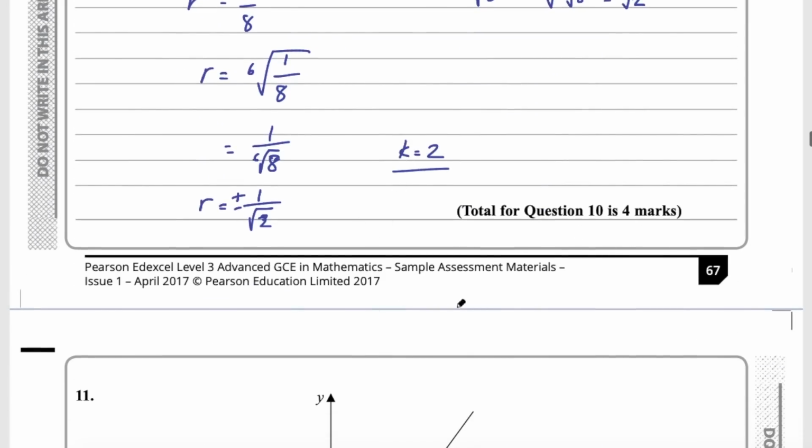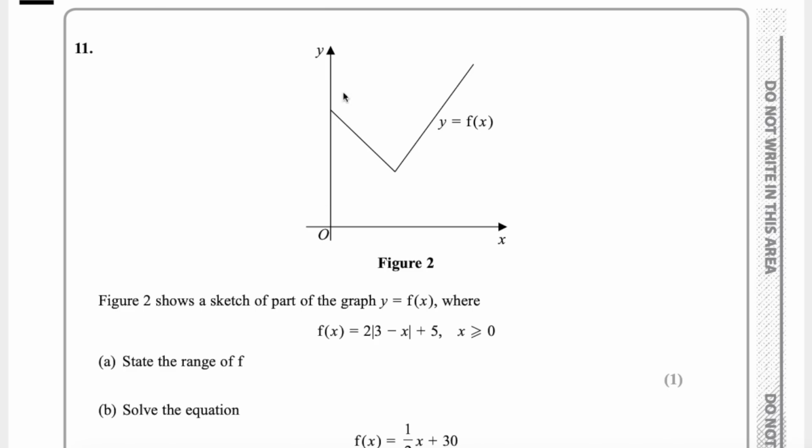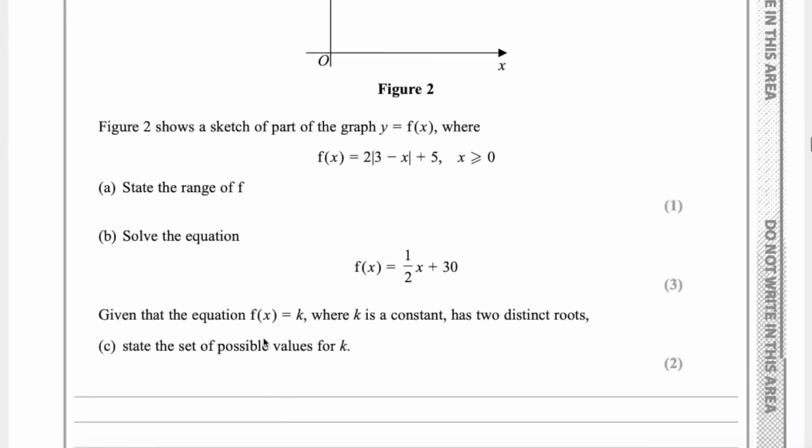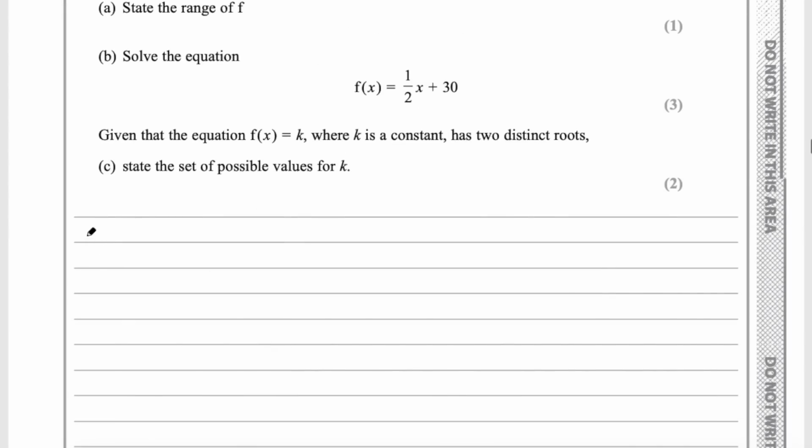And that's for 4 marks. Question 11 gives us a graph, and it says figure 2 shows a sketch of part of the graph y equals f of x, where f of x equals 2 multiplied by the absolute value of 3 minus x, plus 5, where x is greater than 0. And part A says state the range of f. So let's do that down here.